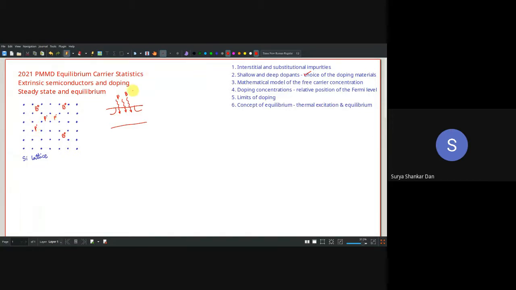Now the problem, what is going to happen is, interstitial sites or interstitial impurities are those impurities which are in between the atoms. They have not replaced a silicon atom. This definition, one of you has rightly said. Now, what is the consequence of this?